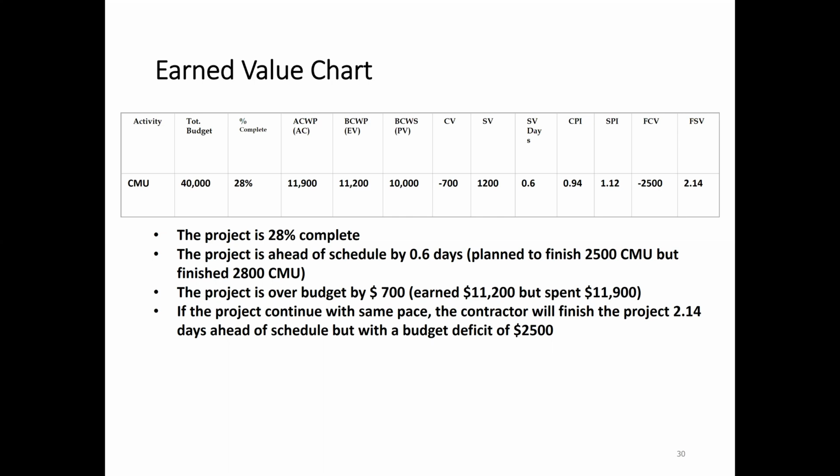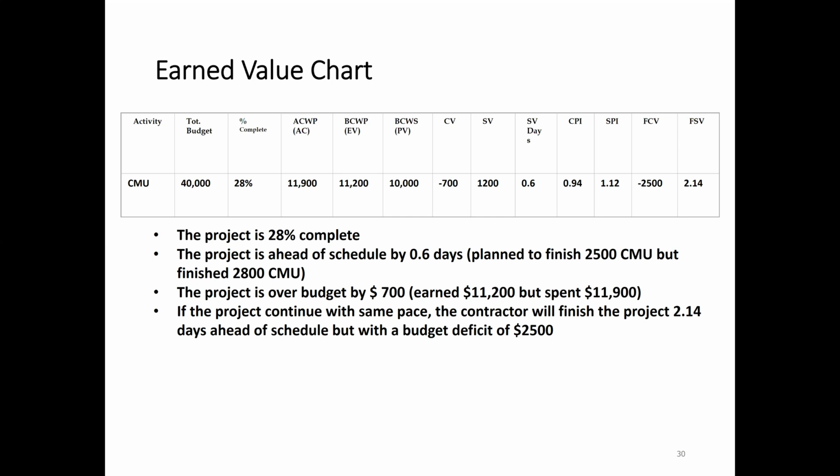PV value is 10,000. CV value is minus 700. Schedule variance is 1,200, and SV in days is 0.6 after 5 days. CPI is 0.94, SPI is 1.12, and future cost variance is 2,500. So future schedule variance is 2.14 days.